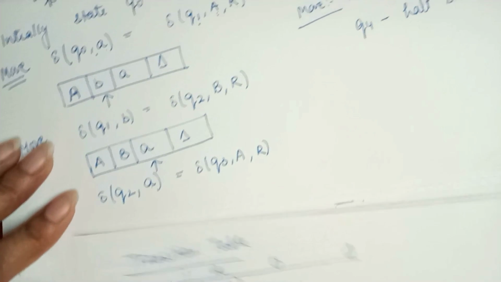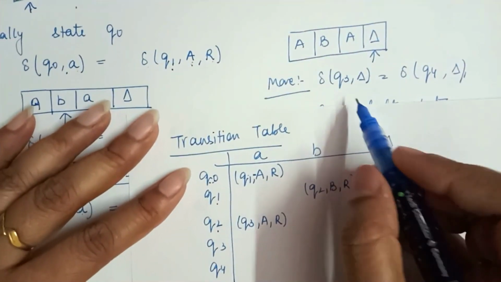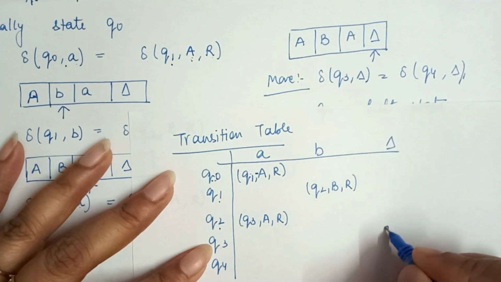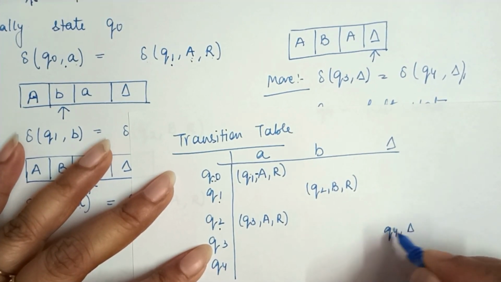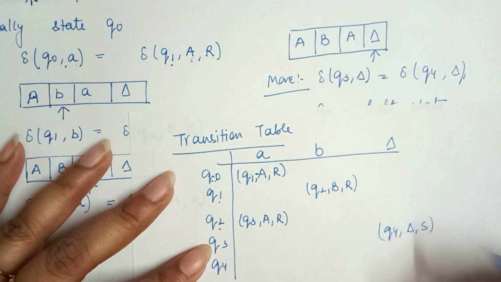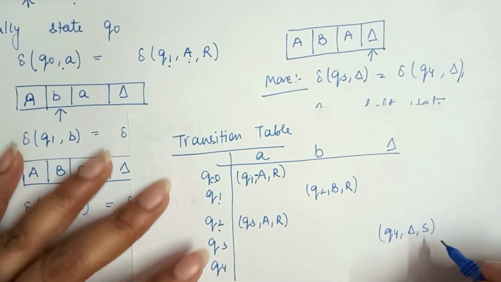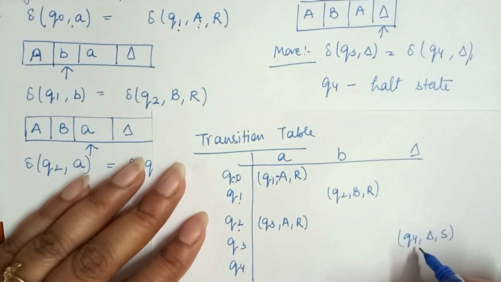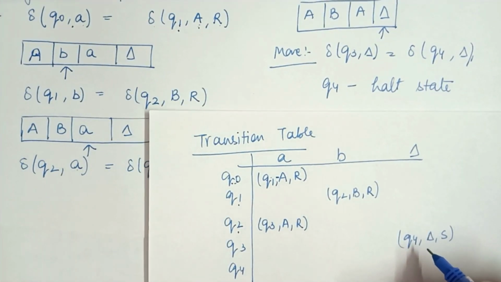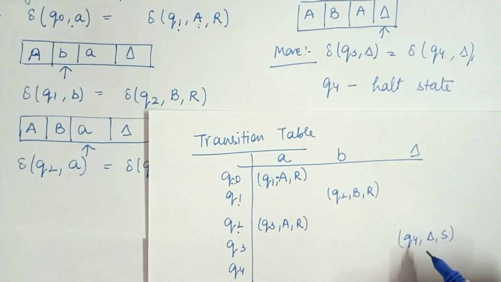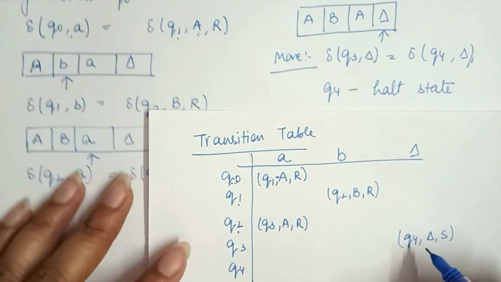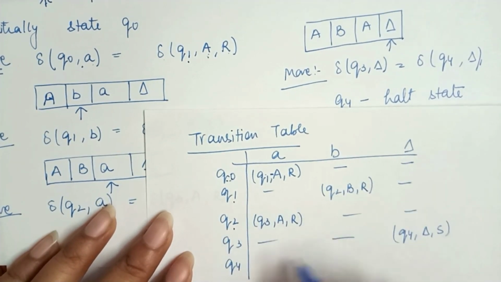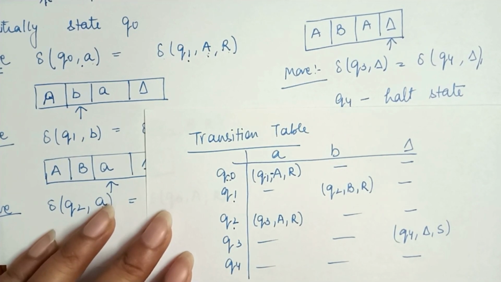The next move is Q3 and delta. So on Q3 and delta, we go to the Q4 state and remain in the same position, which we represent by S here. And Q4 is the halt state, which means that the halt state is always an acceptable state for any Turing machine. So we will represent it like this. This is the transition table for this particular example.